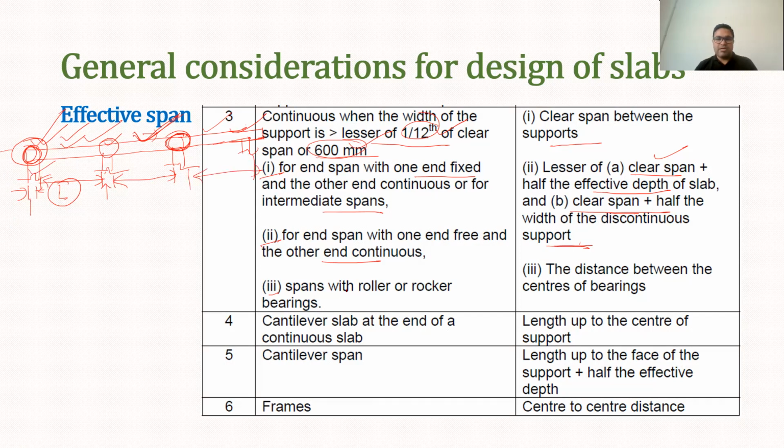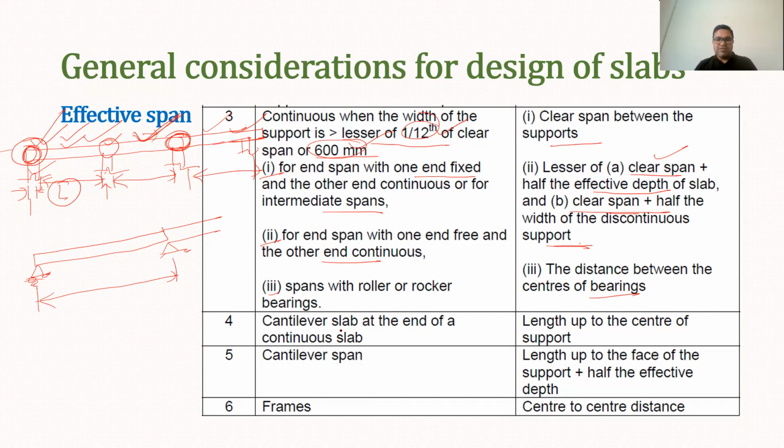Okay. Similarly, the third one, span with roller or rocker support. In this case, if our slab is having roller support, say it may be continuous or it may not be continuous. So in that case, it will be the center to center of the bearing. It says the distance between the centers of the bearing.